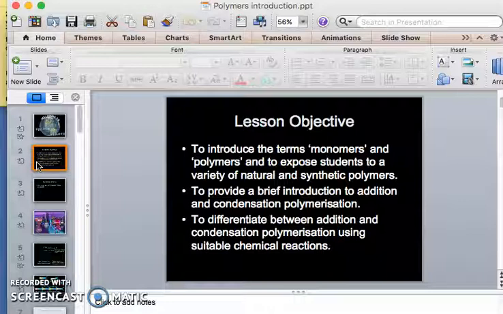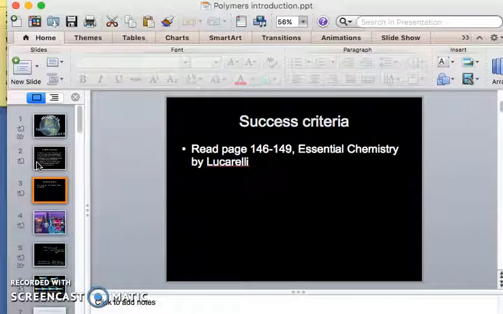So today's lesson objective is to introduce the terms monomers and polymers and to expose students to a variety of natural and synthetic polymers, to provide a brief introduction to addition and condensation polymerization, and to differentiate between addition and condensation polymerization using suitable chemical reactions. Now, you'd be successful if you read pages 146 to 149, Essential Chemistry, and manage to solve the problems that I planned for today in the class. That should be enough for today. Tomorrow you'll get the big stuff.